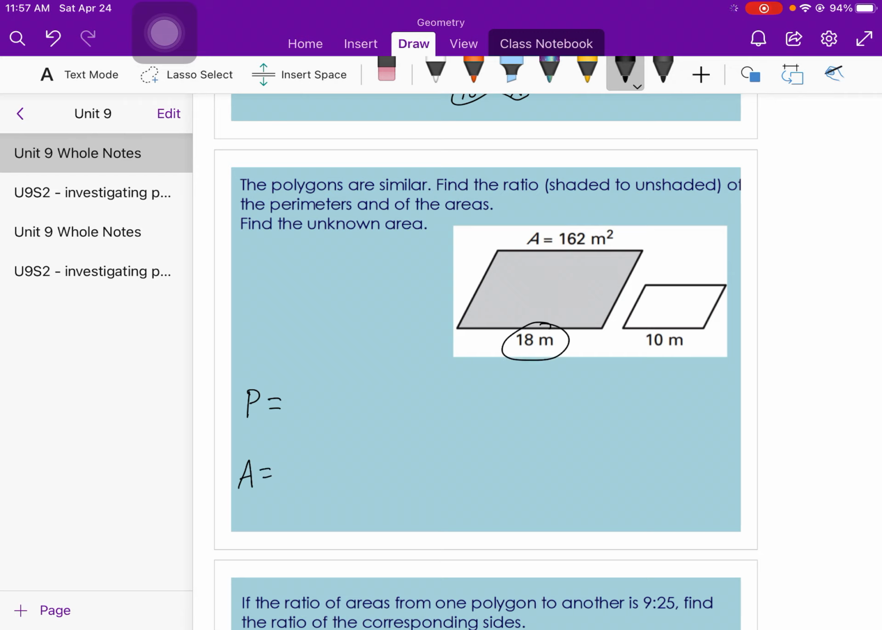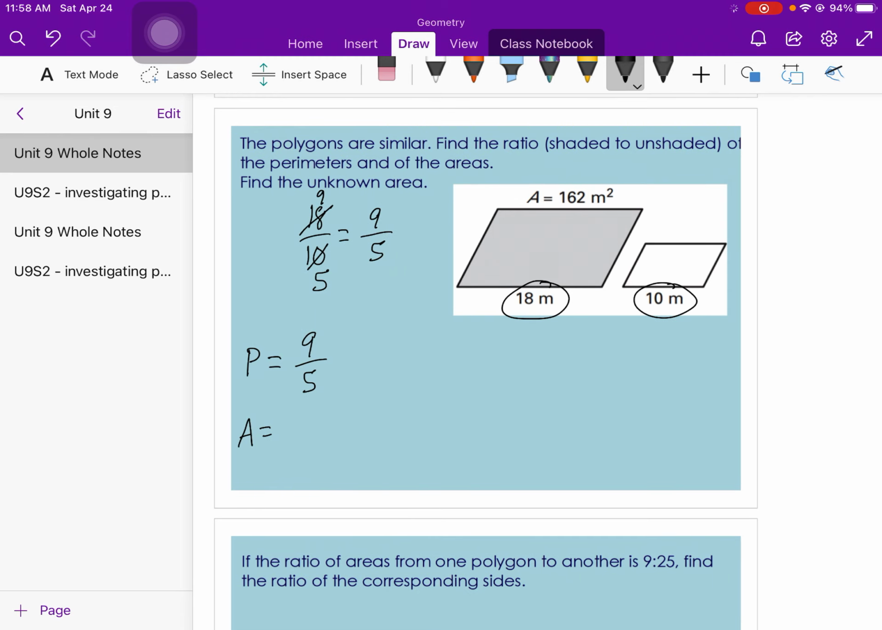We do have two side lengths that we can compare. This time though, the bigger number is on top. So we are comparing 18 to 10. Those are both even numbers, so we can reduce this to 9 and 5. So 9 to 5 is the ratio of the perimeters when we're comparing the sides. And then for the areas, we just have to take 9 squared over 5 squared. We get 81 over 25, which is not the nicest fraction ever, but it works.